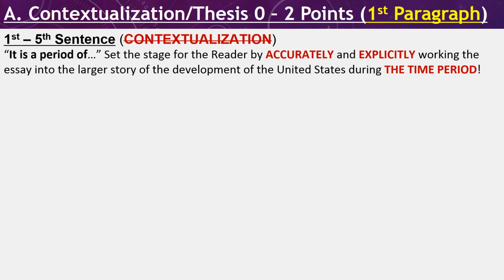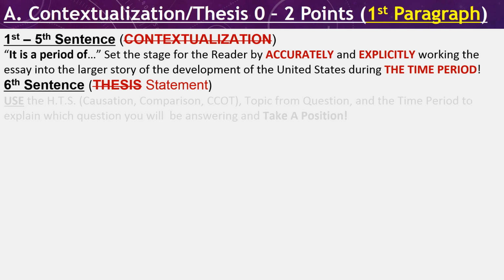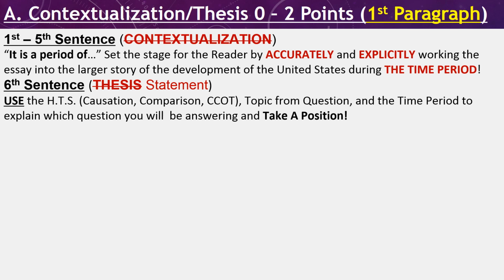This is a breakdown of what the first paragraph is going to look like. You're going to have the first through 5th sentences, which is your contextualization. You're then going to have your 6th sentence, which is the position statement. You're going to tell the reader what question you are actually answering using the words from the question. Don't restate the question, but use the words, the time period, and the topics from the question to tell the reader what question you're going to answer, and then make sure you take a position.